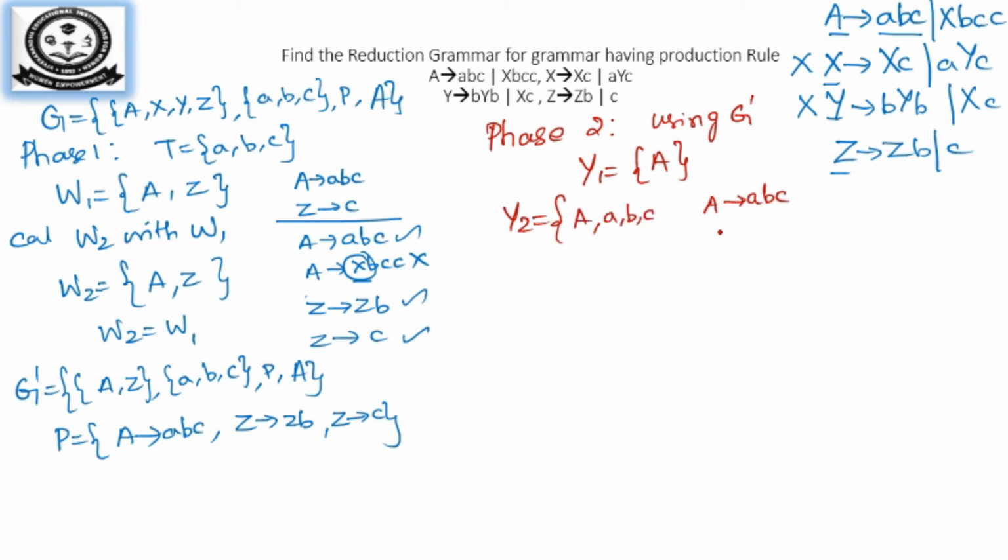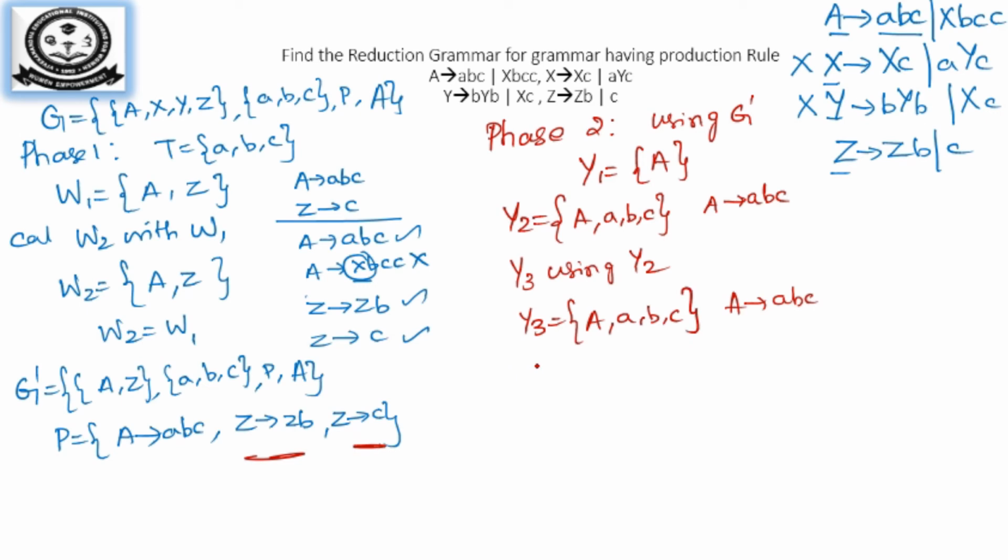The second one is, from A I can derive only these things. I cannot derive any other thing. So there is no non-terminal variable that can be derived from A. So the process is over. You stop the process. So now Y1 and Y2 are not equal, so we will try to find Y3 using Y2. So Y3 will be equal to, again, the start symbol is A, so A will derive abc. Again, no other productions can be used from G dash. So you will close it. Now you can see Y3 is equal to Y2, stop the process.